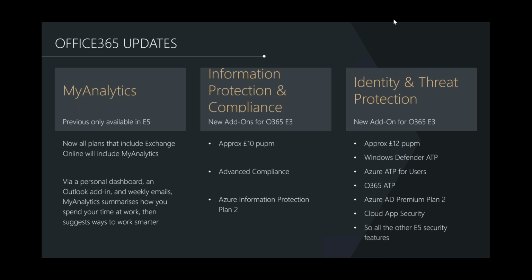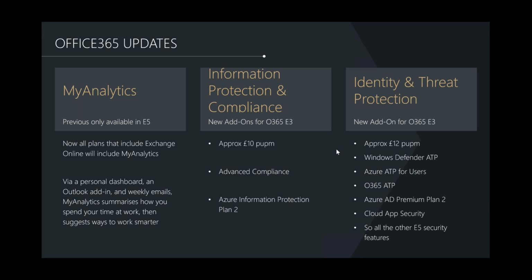And similarly with the next element, which is the identity and threat protection, this is every other component: Windows Defender Advanced Threat Protection, Office 365 Advanced Threat Protection, Azure Active Directory Premium Plan 2. So it's basically every other individual component within the E5 suite that offers some kind of security, identity or threat protection, and they've bundled that up in a new add-on, as a new suite.